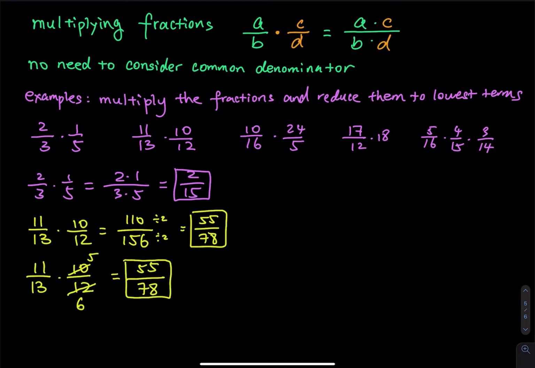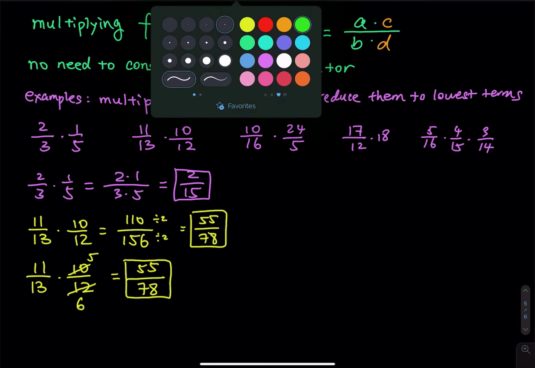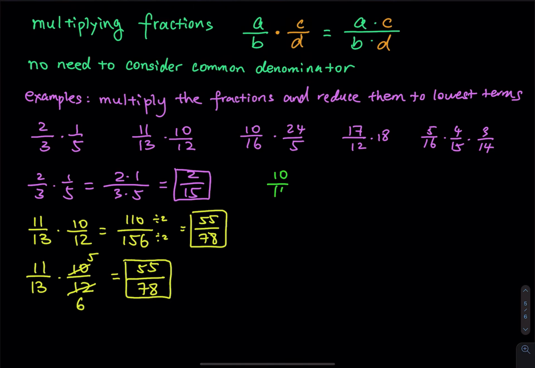The next one is 10 over 16 times 24 over 5. So 10 and 5, we can reduce that, right? 5 divided by 5 is 1. 10 divided by 5 is 2. The 24 and 16. How about this?